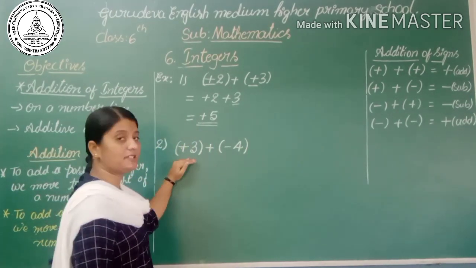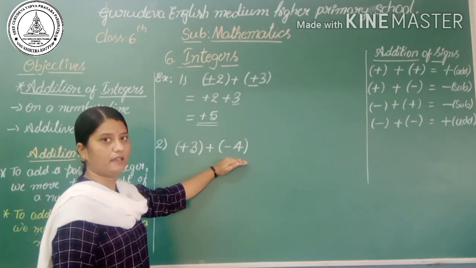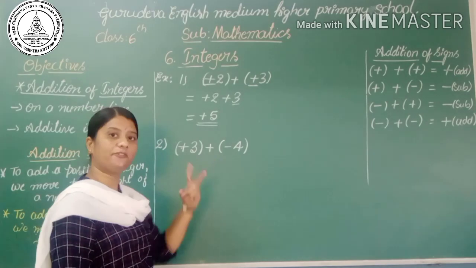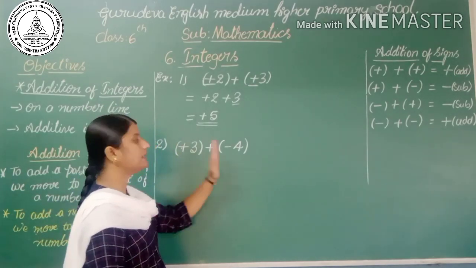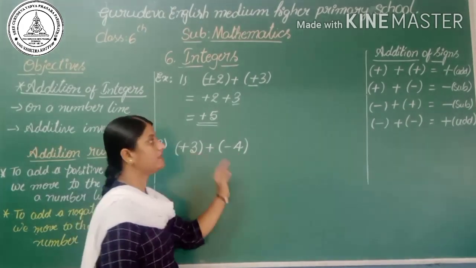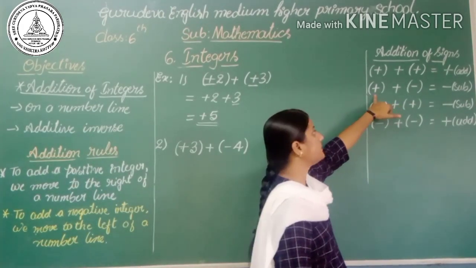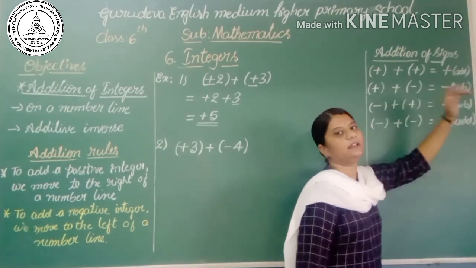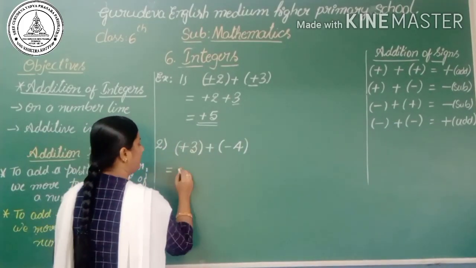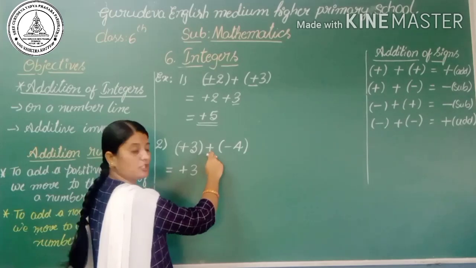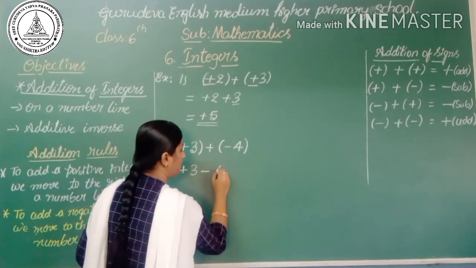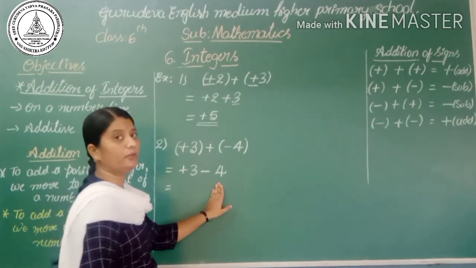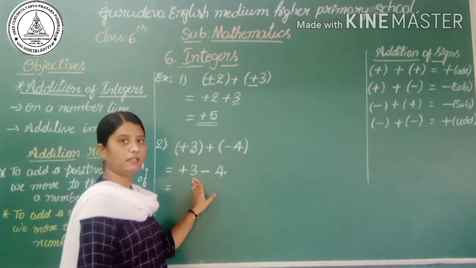Here one integer is positive and the other integer is negative. So what do we have to do in these cases? The two integers have different signs. The first one is positive and the second one is negative. If one integer has a positive sign and the other has a negative sign, we have to subtract. Which is equals to plus 3, write it as it is. In the addition sign, we keep the subtraction and minus 4. Then subtract: 4 minus 3 is 1.